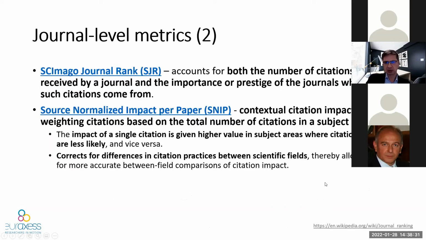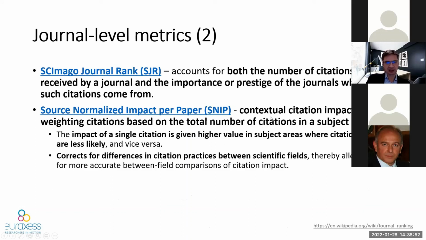But because they are criticized as not being objective, there are some new factors. For example, the SCImago Journal Rank, SJR, also takes into account the importance of the journal from which the citation came. And there is also a very interesting idea about SNIP.